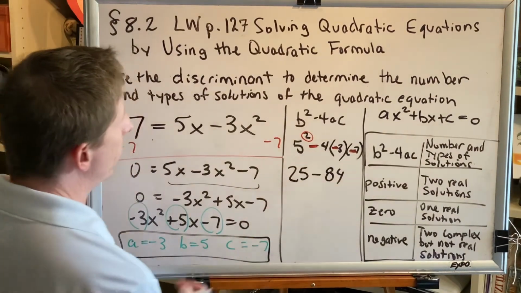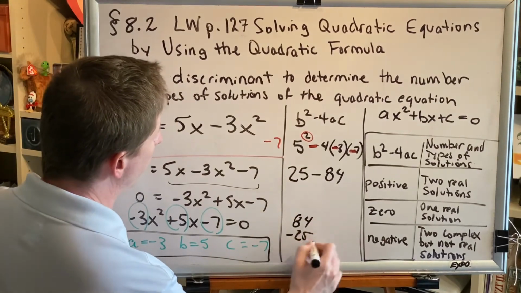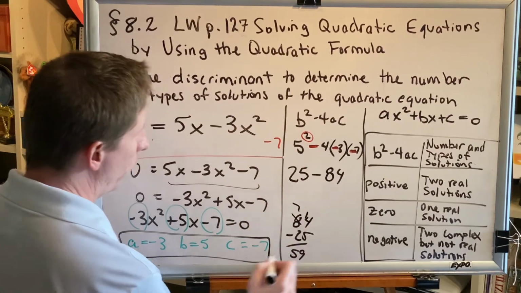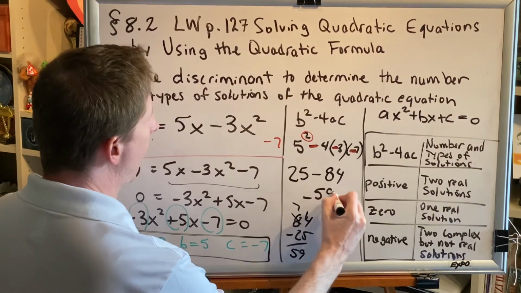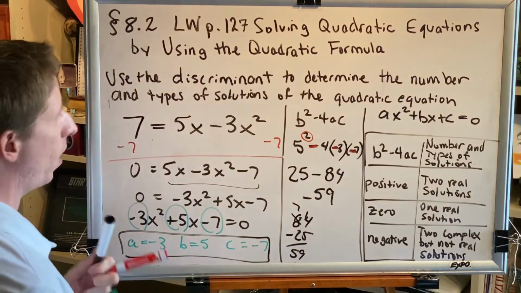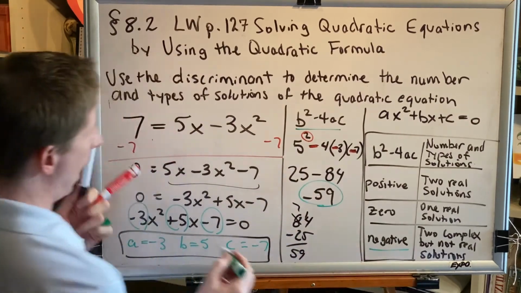Well, 25 minus 84 is the same thing as 84 minus 25. You just have to swap the sign of your answer. So what do we get? 59. The answer here is negative 59. Okay, so what that tells us is that for this problem, the discriminant, b squared minus 4ac, is negative.